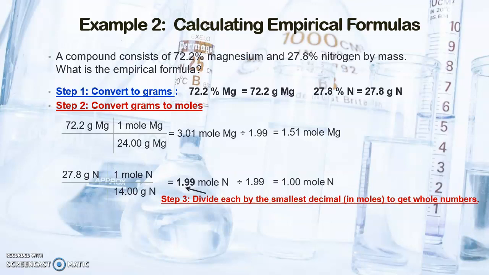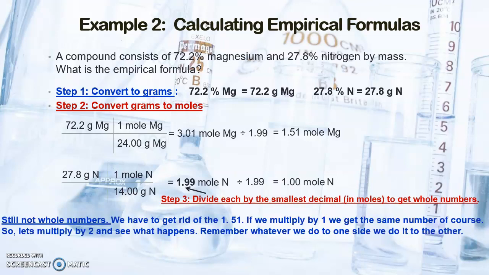Are we done with this? The answer is no. That is because still these two values are not whole numbers. We have to get rid of 1.51. If we multiply by 1, we get the same number, of course. So let's multiply by 2 and see what happens. Remember, whatever we do to one side, we do it to the other side. So 1.51 mole of magnesium times 2, the answer is 3 moles of magnesium, and 1 mole of nitrogen multiplied by 2, the answer is 2 mole of nitrogen.